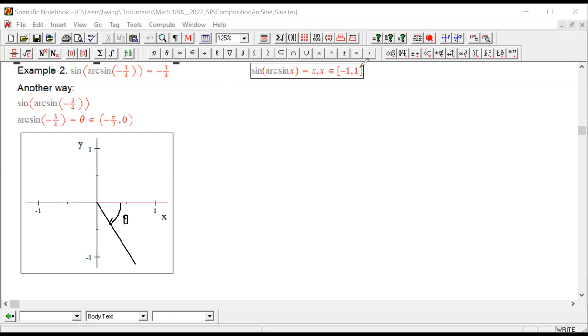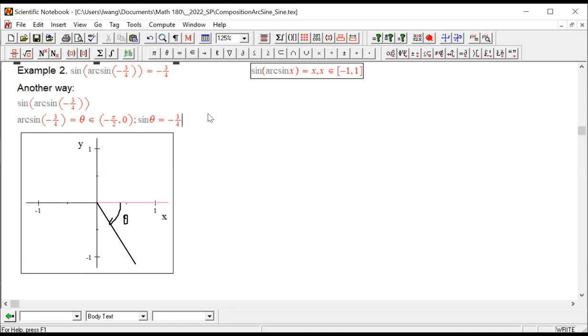Now, with that understood, this statement tells us the angle theta, we apply sine to it, is going to equal 3/4. It's going to equal 3/4. And here we go. We already have the answer right here.